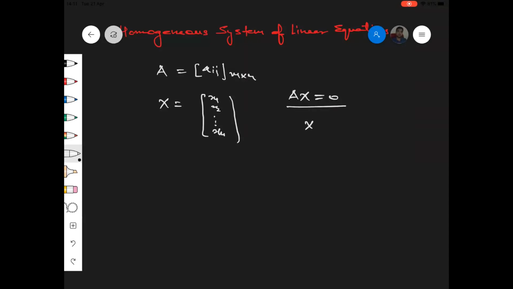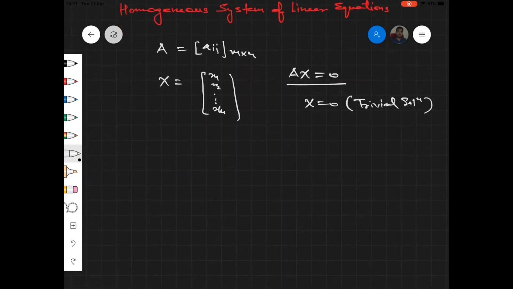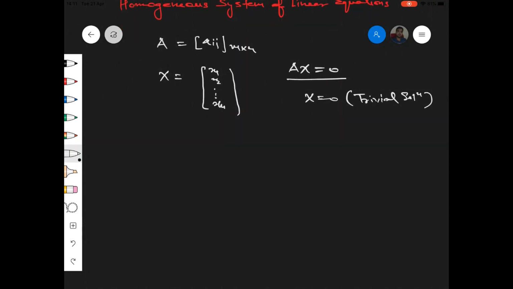For example, in this case, if I choose x equals 0, then it satisfies the system. So x equals 0 is always a solution of a homogeneous system of linear equations, and this solution is called the trivial solution. Now we'll take cases when we can have a non-trivial solution, meaning a solution where x is not equal to 0. So we'll define case by case.